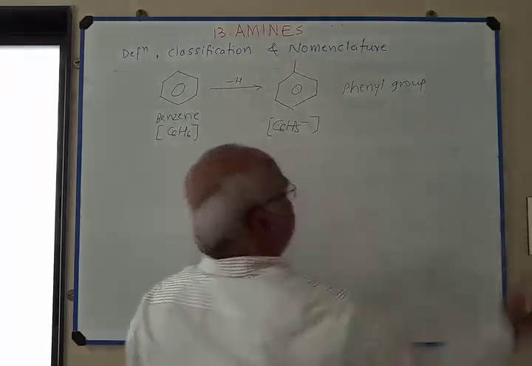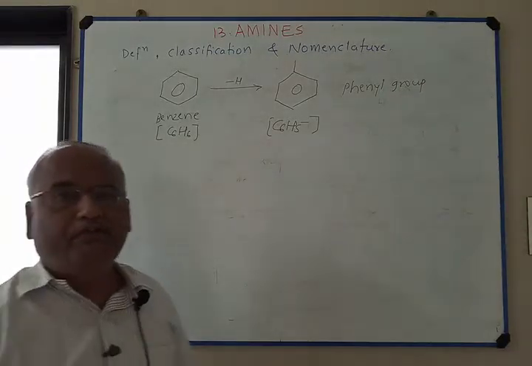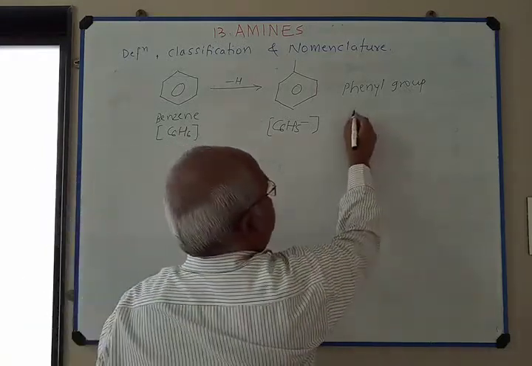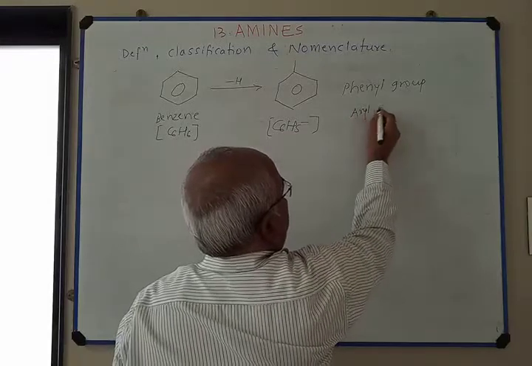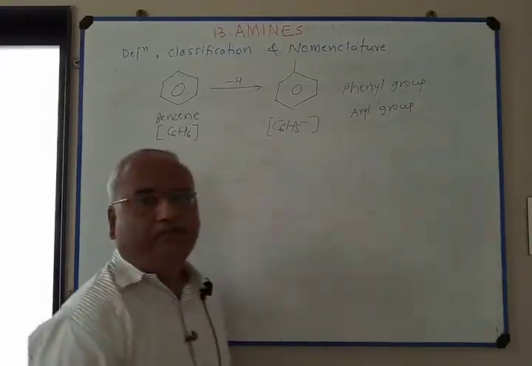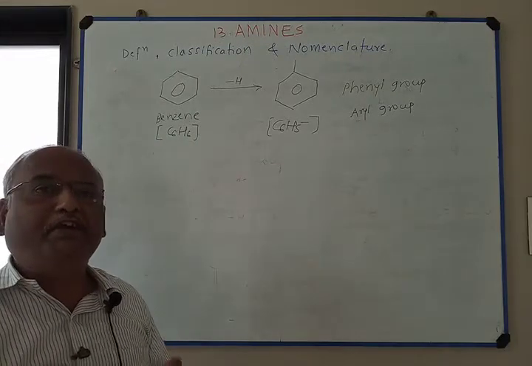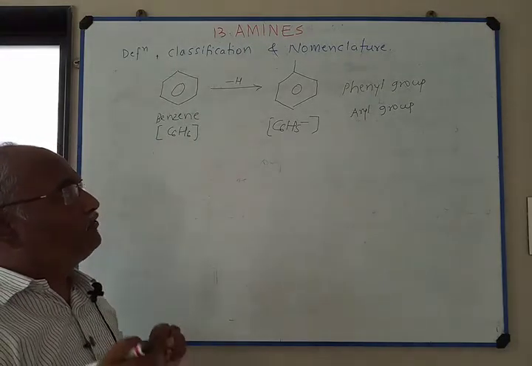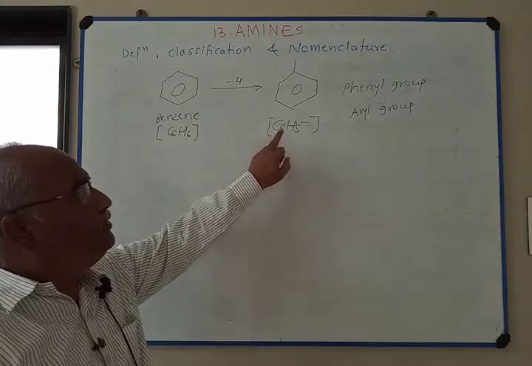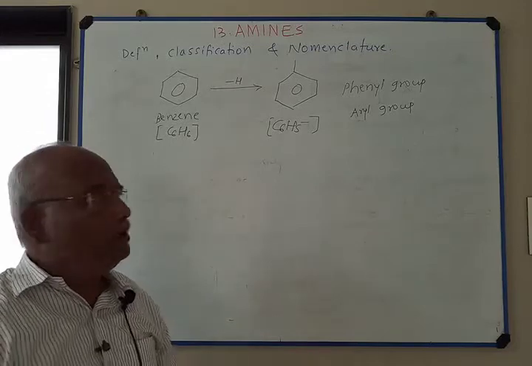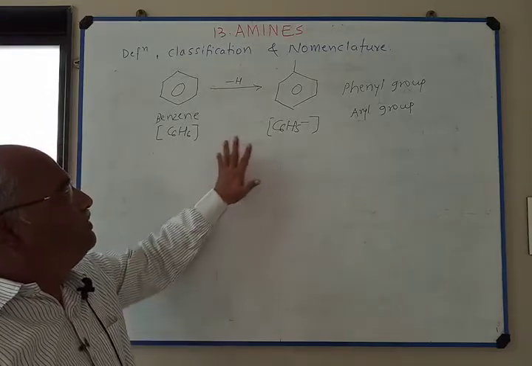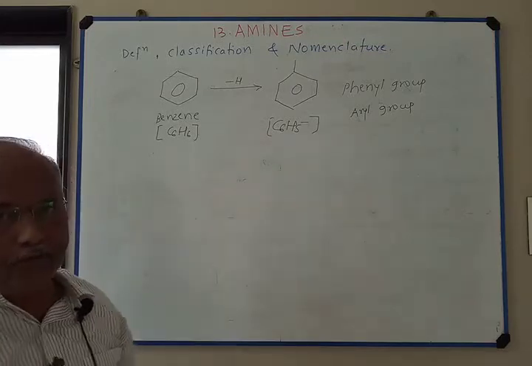And this is the example of simplest aryl group. So I write here aryl group. When one hydrogen atom is removed from aromatic compound, the group is called aryl group. So C6H5, that is phenyl, represents aryl group. So this is simplest aryl group.